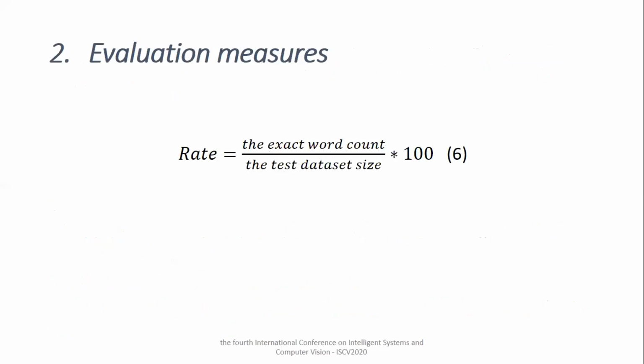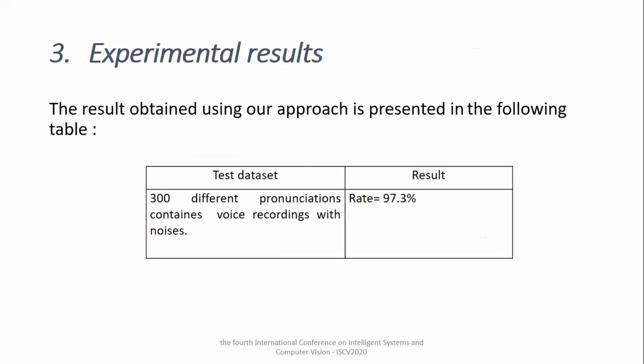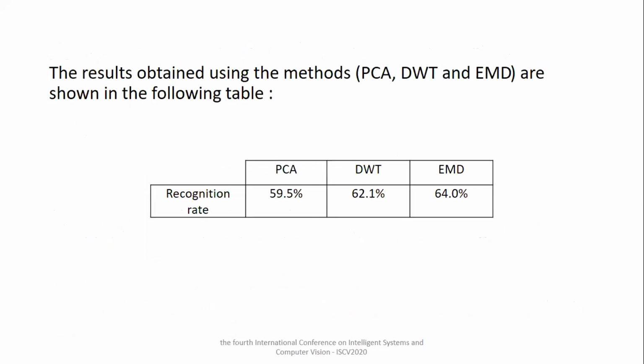The recognition is measured by calculating the recognition rate, given as follows: the exact word count divided by the test dataset size, multiplied by 100. The rate obtained in our approach is 97.3%, and the rates obtained using the methods PCA, GWT, and EMD are 59.5%, 62.1%, and 64.0%. The experimental results show that the Amazigh adulthood word speech recognition system using the adaptive orthogonal transform method is more efficient and gives satisfactory results than other existing approaches.